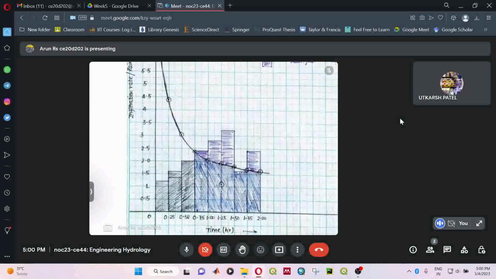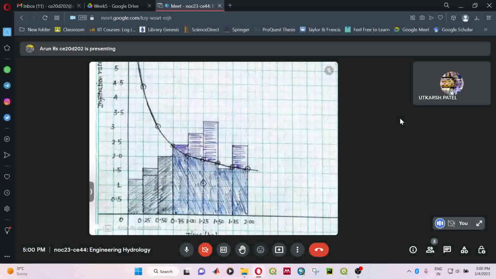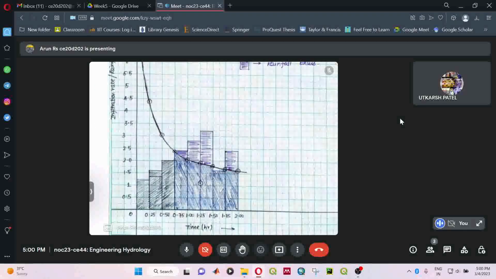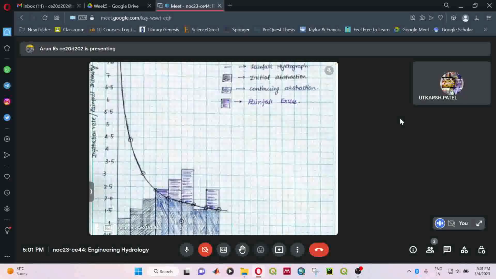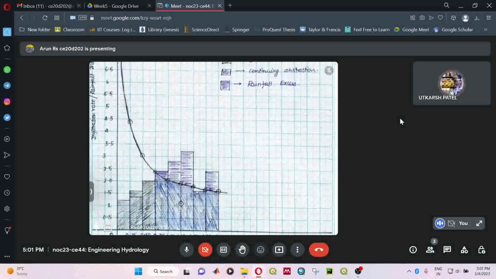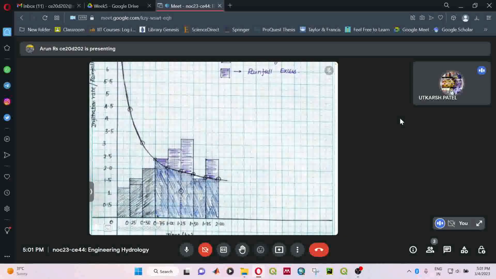So now we can compute. We have calculated capital F. So up to 0.75, if you sum it together, it will be around 1.8 centimeter. That is called initial abstraction. Then from 0.75 to 2 hours, if you find the cumulative infiltration depth, that you can term as continuing abstraction. Then finally will be your rainfall excess.